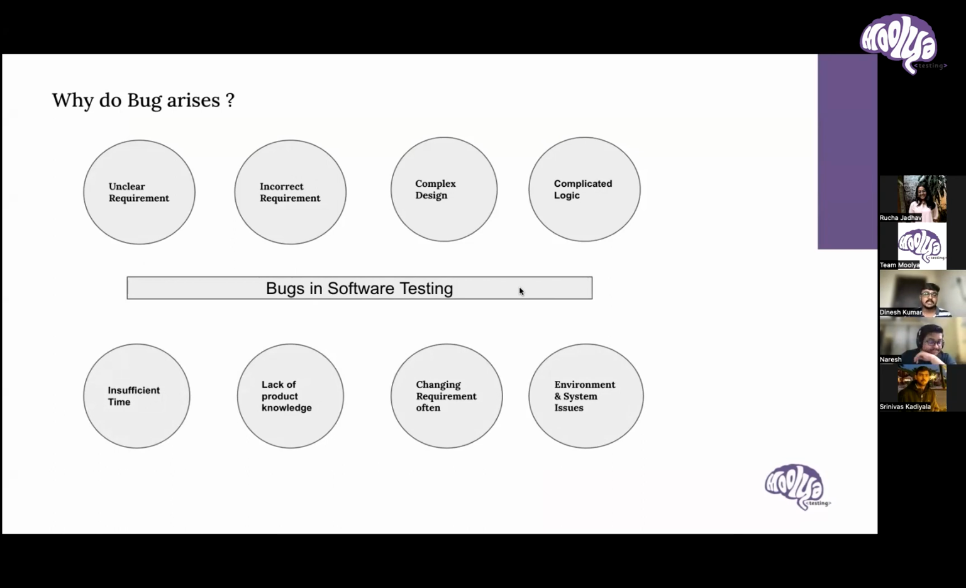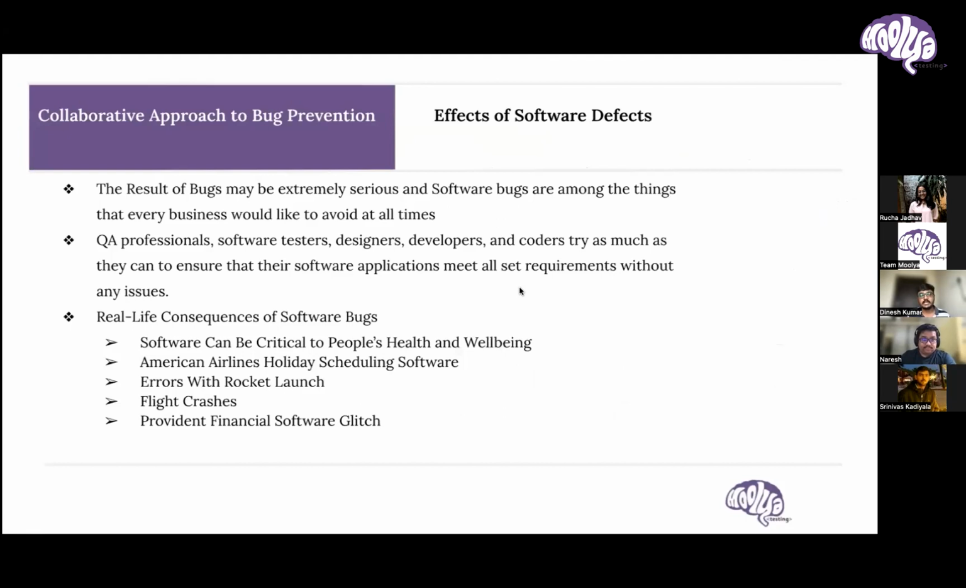So these are certain reasons why bugs arise, and what could be the effects of software defects. The result of a bug may be extremely serious, and software bugs are among the things every business would like to avoid at all times. And it's the QA's job to ensure the software application meets all requirements without any issue.